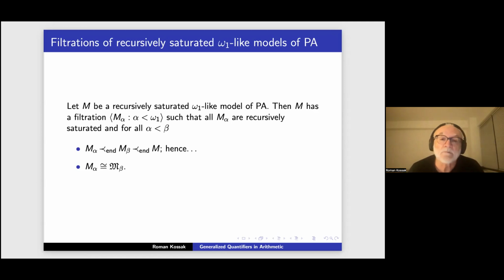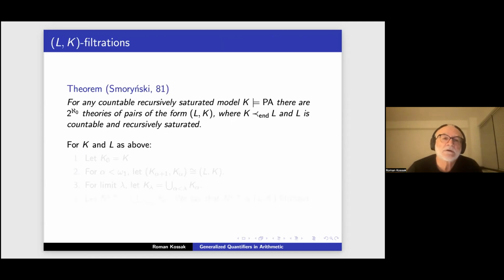Okay, but there is more. I will be looking at structures that I call LK filtrated, and this is something due to Zwoleński, who looked at theories of pairs. You take a recursively saturated model K and its elementary extension L that's also recursively saturated and also countable, and you look at the theory of the pair. There are many different ways of seeing that there are continuum many theories of such pairs. All kinds of things can happen. Both L and K, L is isomorphic to K, K sits inside L as an elementary substructure, but the way it sits inside, there are continuum many ways in which this can happen.